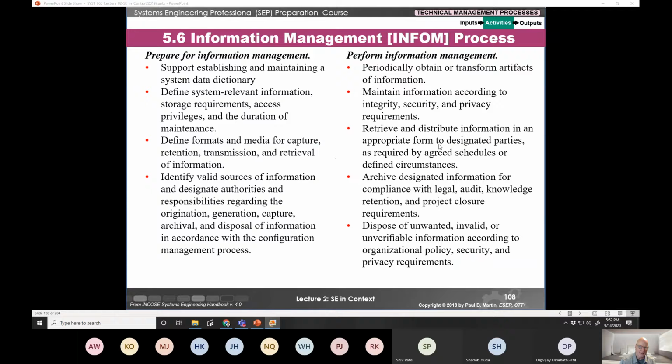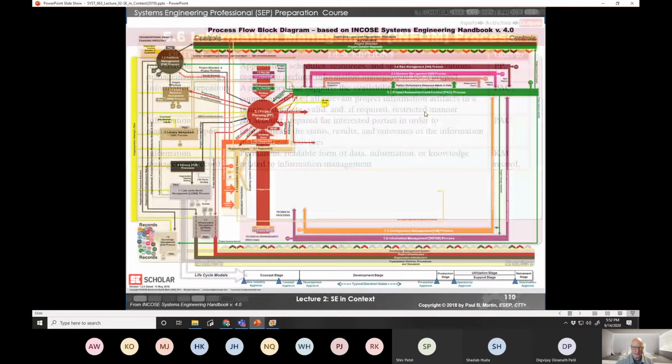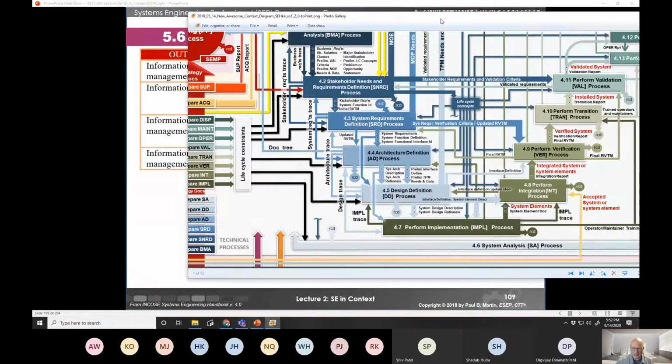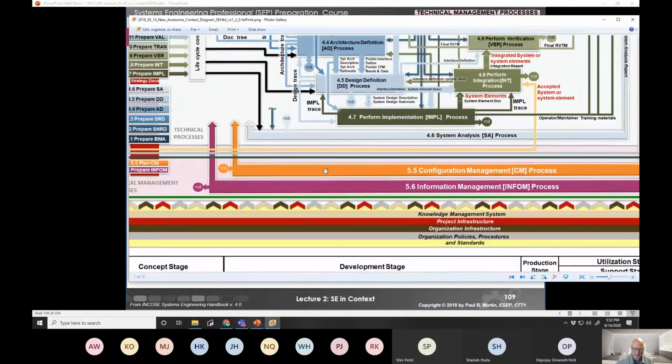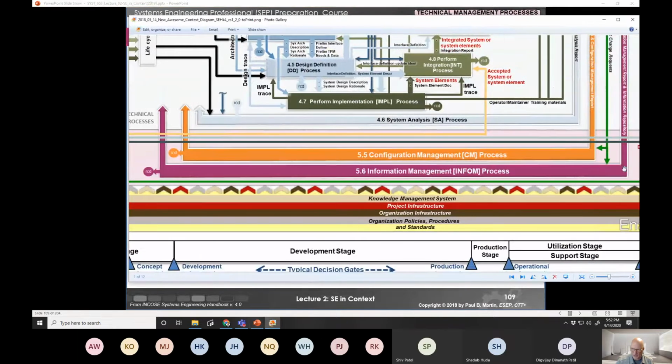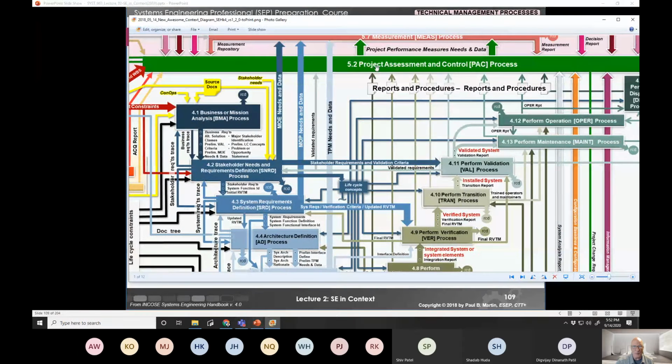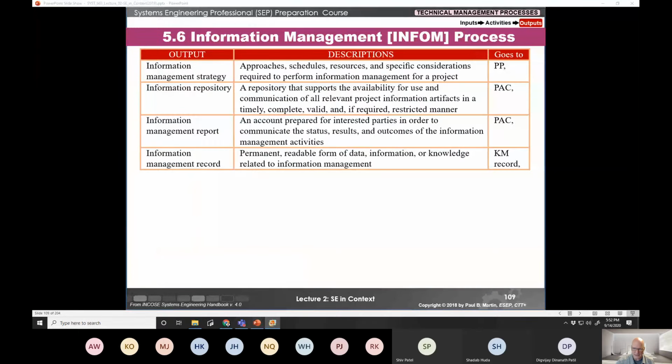All that has to be taken into account as you prepare and actually perform your information management. The main output is your repository, and you actually can see the repository right here in your information management. Your repository is provided to the project assessment and control process right here over the pack.